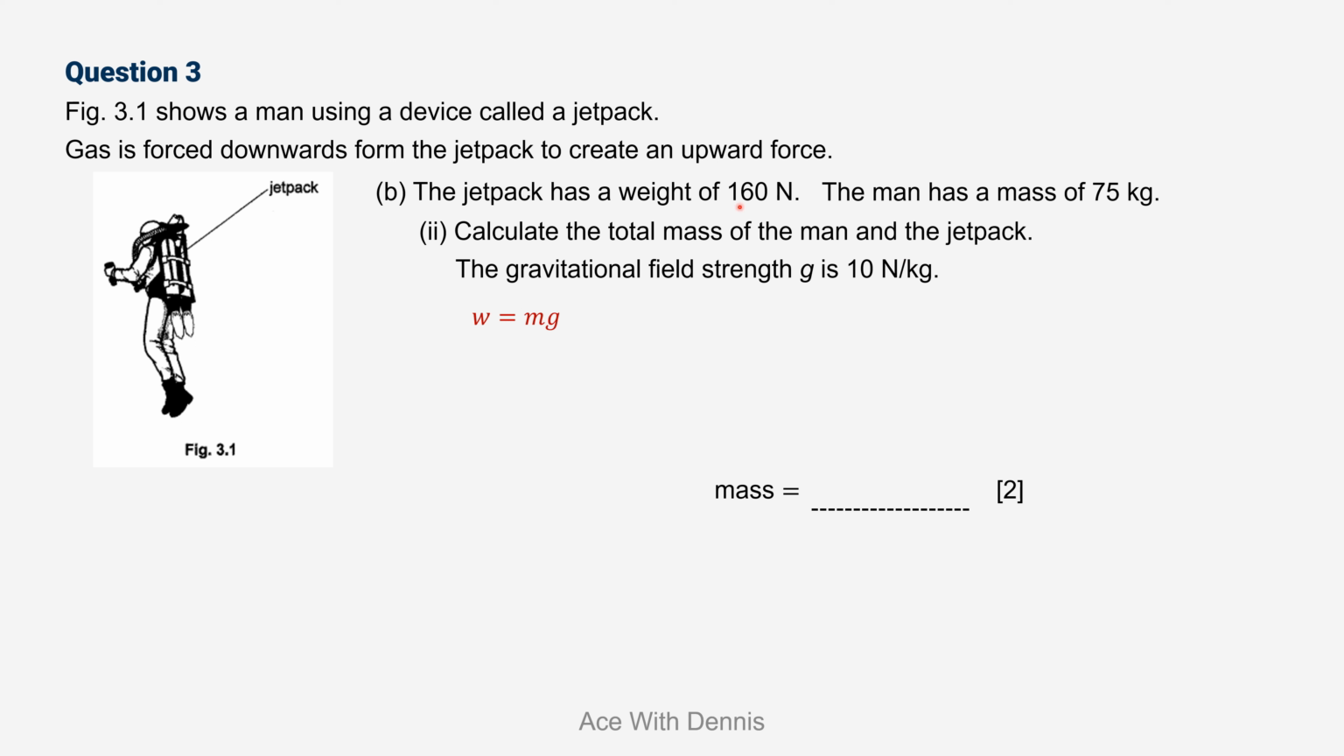To convert it, we use this formula: weight W is equal to the mass M times the gravitational field strength G. So to find the mass, it will be the weight divided by G. The weight is given as 160 newtons and G is 10. So the mass of the jetpack will be 16 kilograms. Therefore, the total mass for the jetpack and the man will be 16 plus 75, which is 91 kg. Hence, the total mass will be 91 kg.